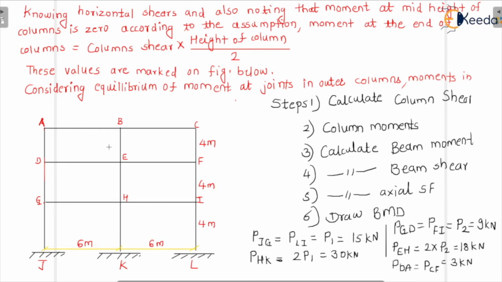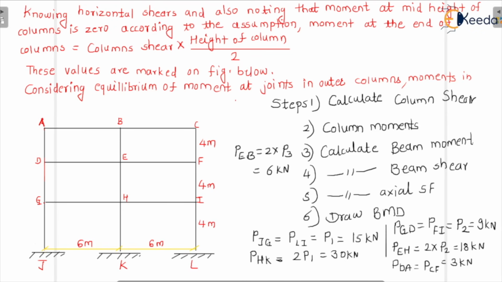Okay, and then finally P of Eb. P of Eb is nothing but 2 into P3. So that is 6 kilonewton, because P3 is 3 kilonewton we know. So these are the values we have calculated. Then next calculate. So these are the column shear values we know. Now let us calculate column moments.